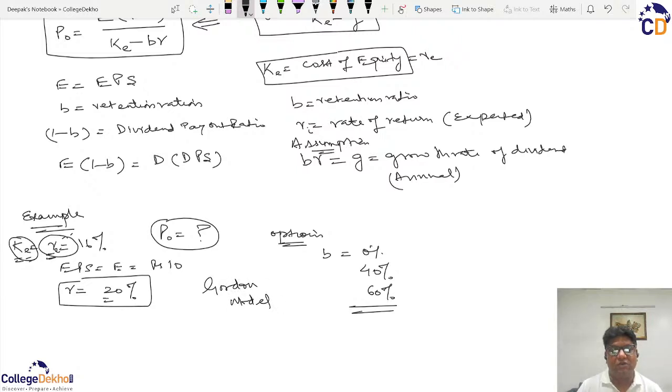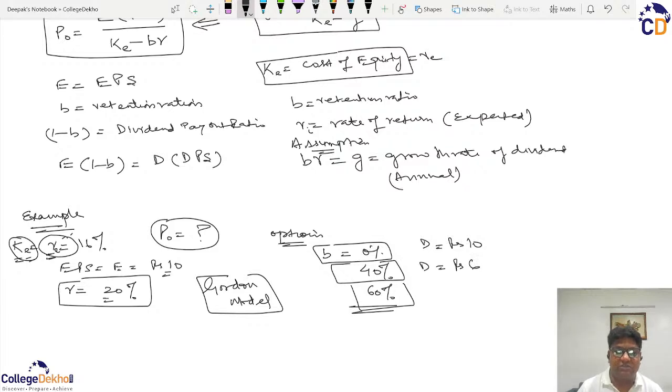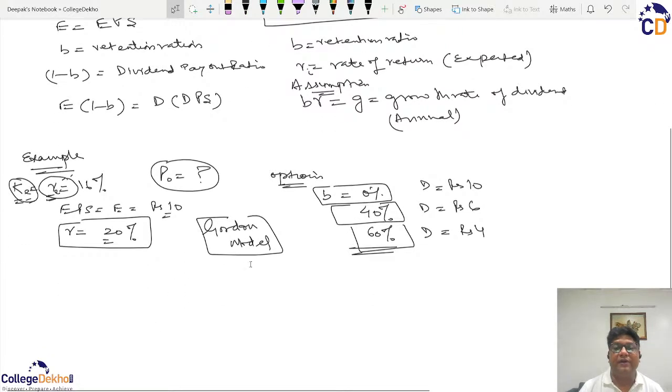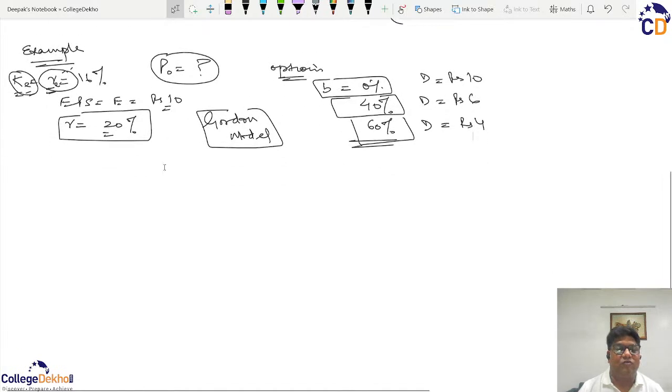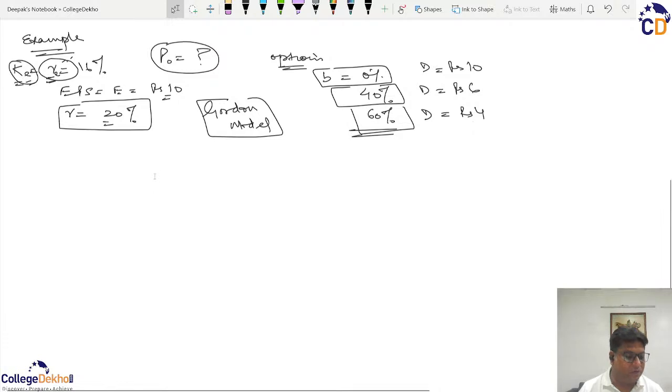in three scenarios. Out of the earnings of rupees 10, no retention has been made, which means in this case the dividend is rupees 10. If 40% retention has been made, the dividend is rupees 6, and if 60% retention has been made, the dividend is rupees 4. So what is happening here is that for different retention ratios, you have to calculate the price of the equity share.